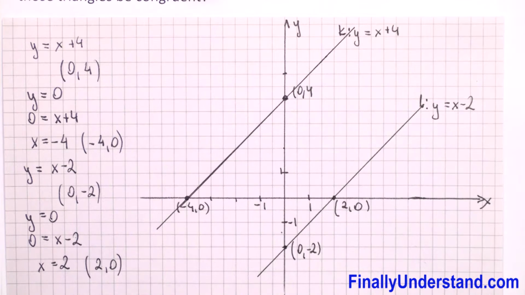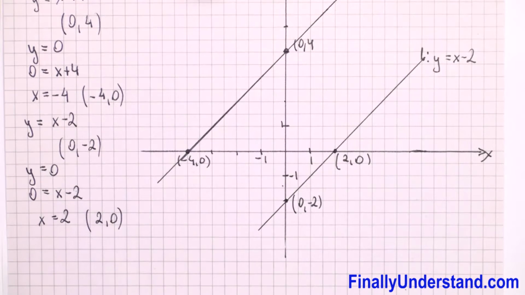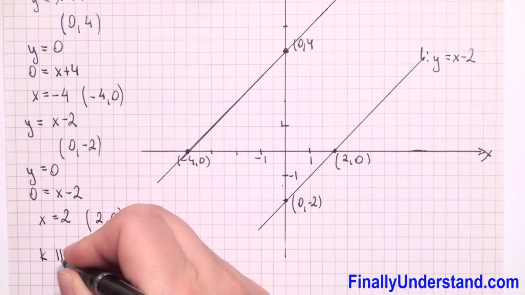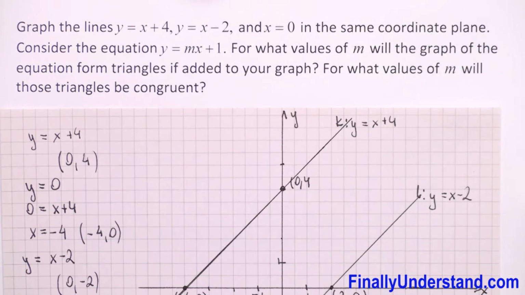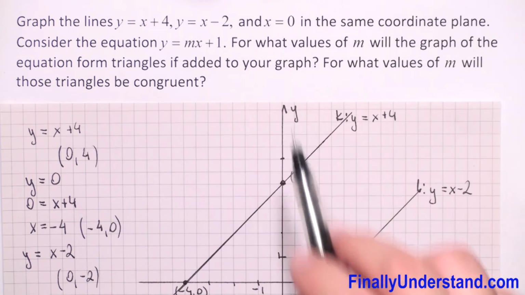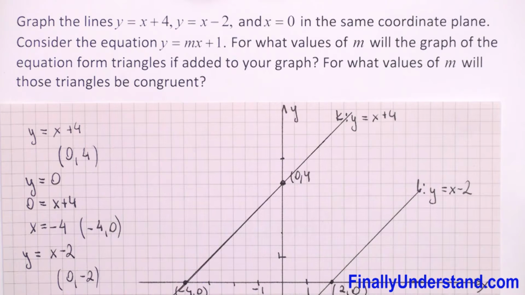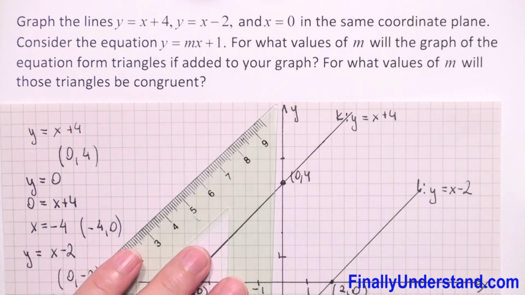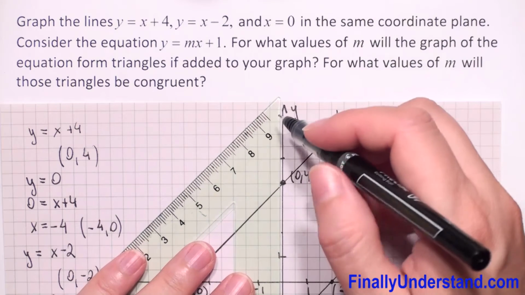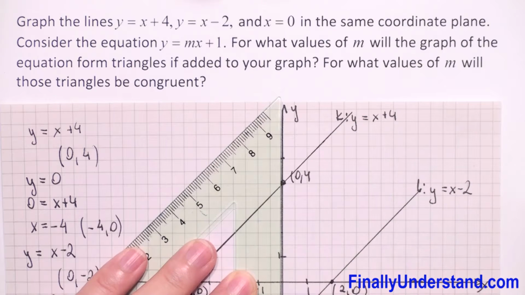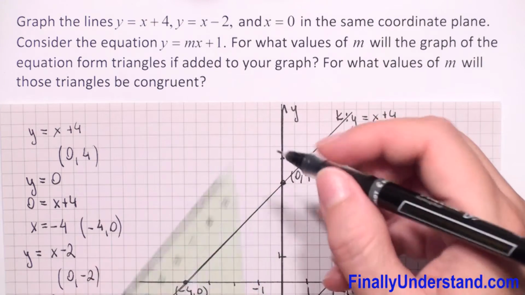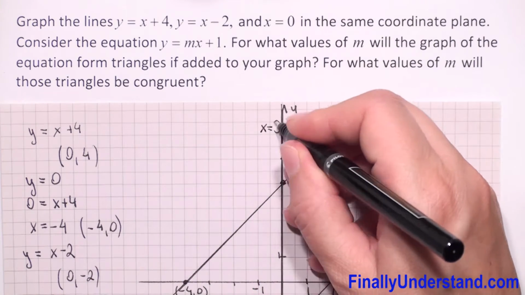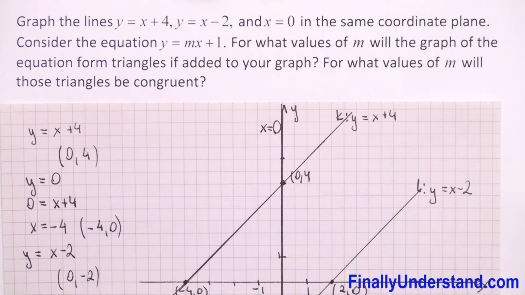We have that K is parallel to L, and the third line is x equals 0. This is our y-axis. So this is our x equals 0. We have our 3 lines.